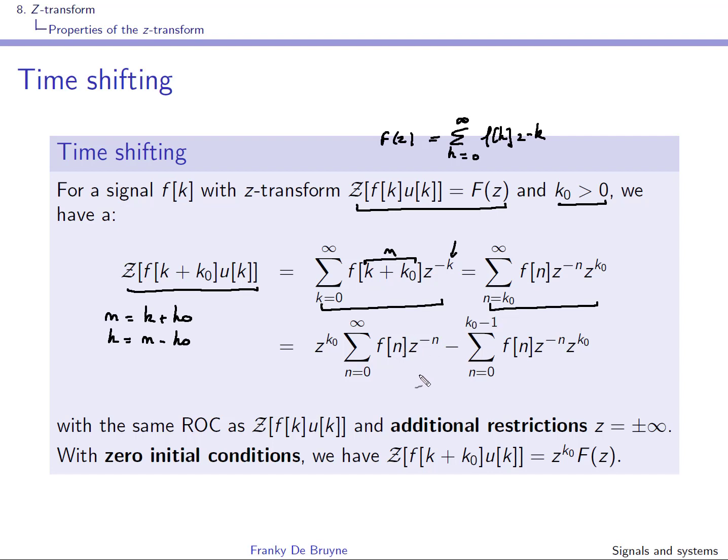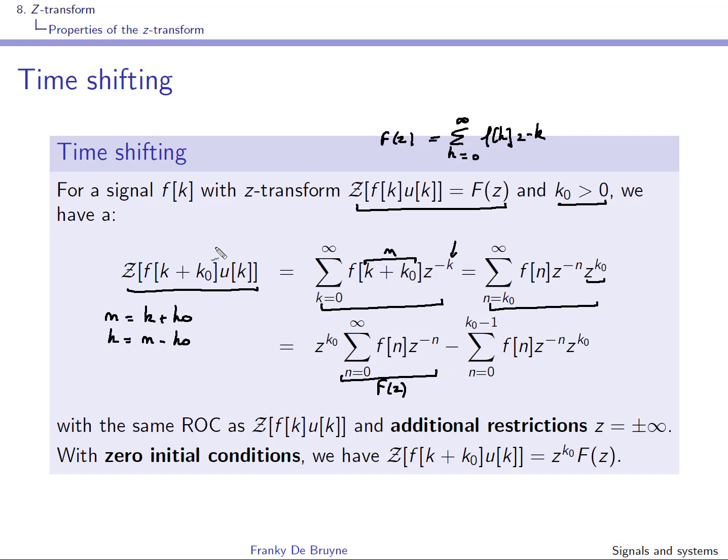So this is the sum from 0 to infinity. We have taken out the z to the power k0, which does not depend on n, and this is what you obtain. And you see, of course, here that this is the original Z transform of the original signal. And here we have taken too many terms, so we need to subtract all the terms that are in here, going from 0 to k0 minus 1, right?